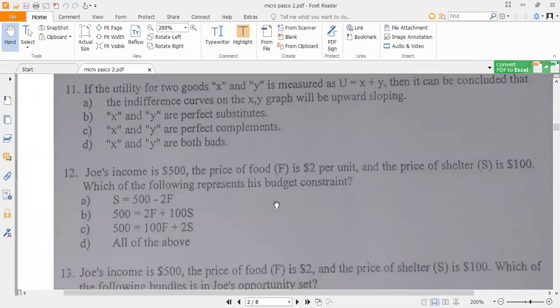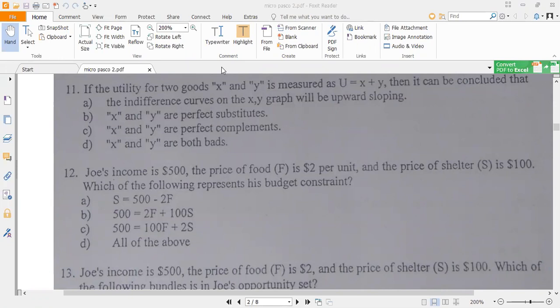Number 12. Joe's income is $500. The price of food, F, is $2 per unit, and the price of shelter, S, is $100. Which of the following represents his budget constraint?